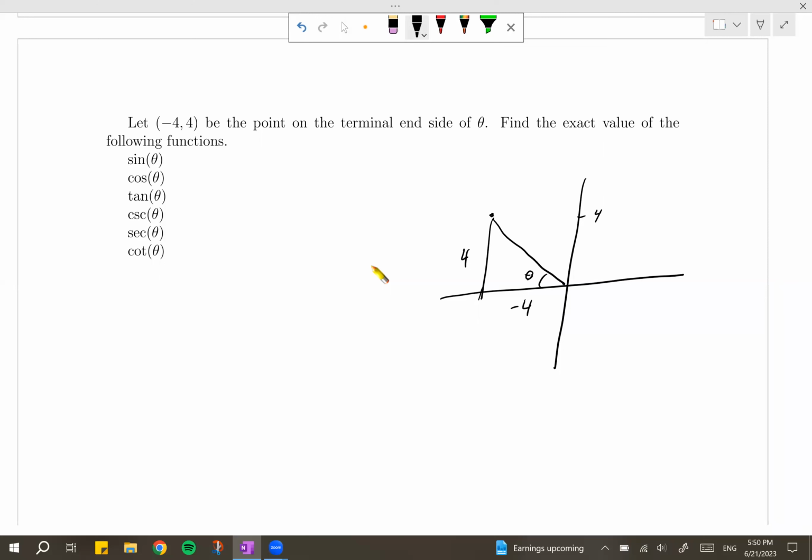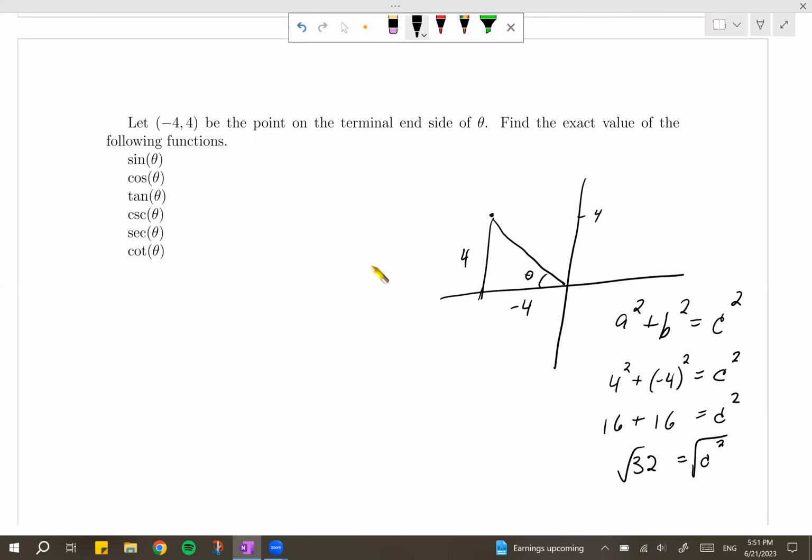And so I can find my hypotenuse by using Pythagoras' theorem, which says a squared plus b squared equals c squared. All right. My a and my b are 4 and -4 respectively. So that's going to be 4 squared plus -4 squared equals c squared. All righty. 4 squared is 16. -4 squared is also 16. 16 plus 16 is 32 equals c squared.